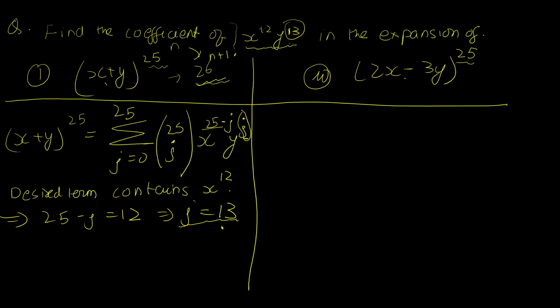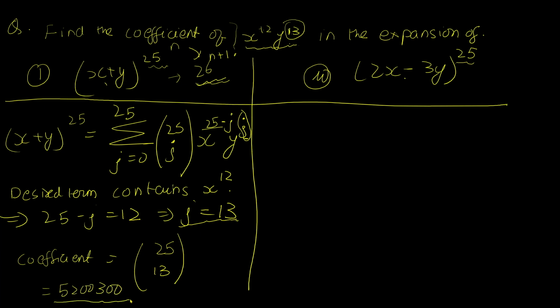But once I figure out j is equal to 13, I know that the coefficient of this term is just going to be the number that appears before it. So it's just going to be 25 choose 13. And this value is just a very large number. I'll mention this for completion, 5200300. So this is going to be the coefficient of this term in this expression.